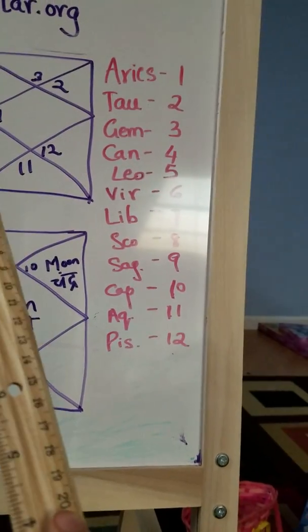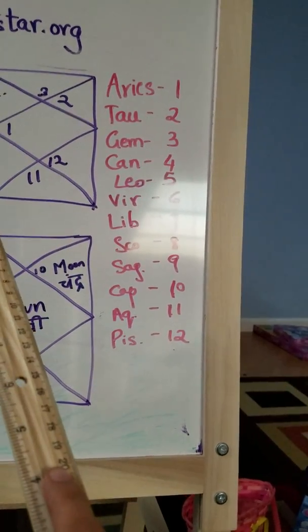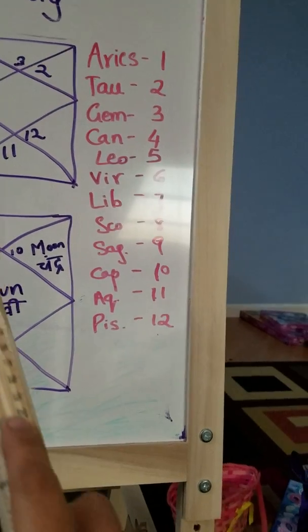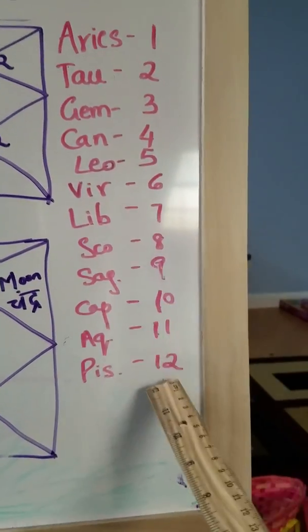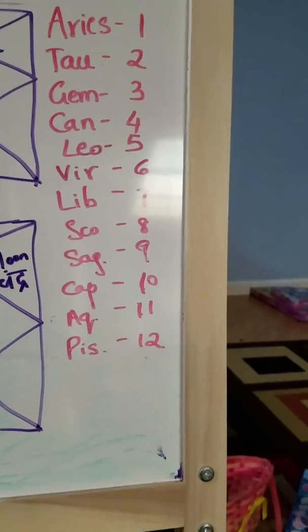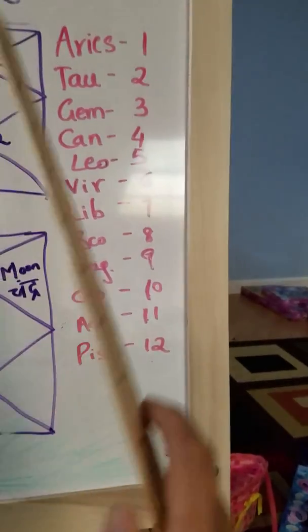Before we go on, I told you I'm going to challenge you and see if you can understand when I draw a chart here. Before that, I want to quickly show you the zodiac signs and their numbers so that you can relate to the numbers that are right in the horoscope.